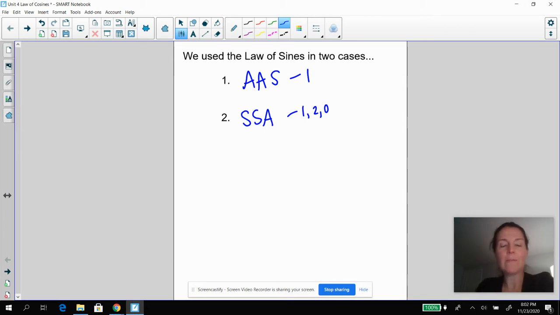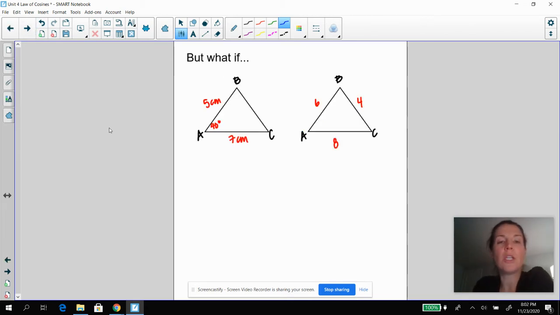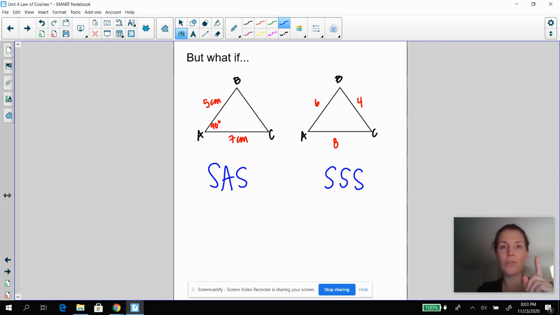All right, fabulous. So now, what if we're given a situation that looks like this? Neither of these are side, side, angle or angle, angle, side. This on the left is a SAS situation, and this over here is a side, side, side situation. So this is where law of cosines comes in. Now, if you remember, and you should, side angle side and side side side were two of our congruence triangle postulates. And so we knew with those parameters, we could only get one triangle.